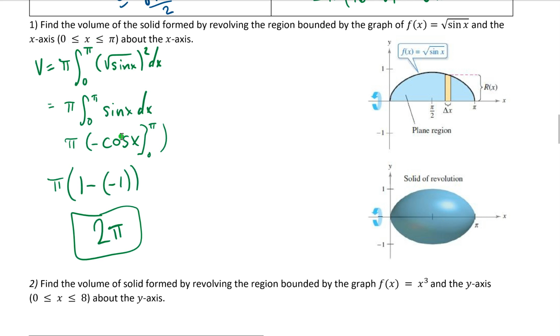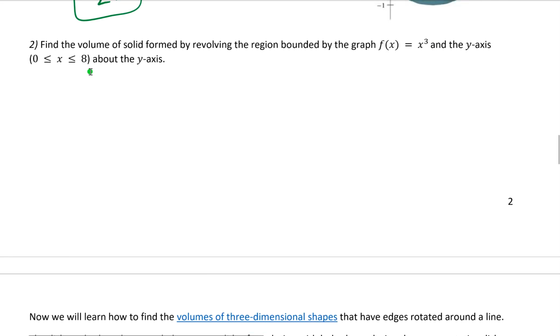And I set it up, squared it, cosine, I got 2 pi. Pretty cool stuff, right? Okay, now, find the volume of the solid formed by revolving the region bounded by the graph of f of x equals x cubed and the y-axis from 0 to 8 about the y-axis.